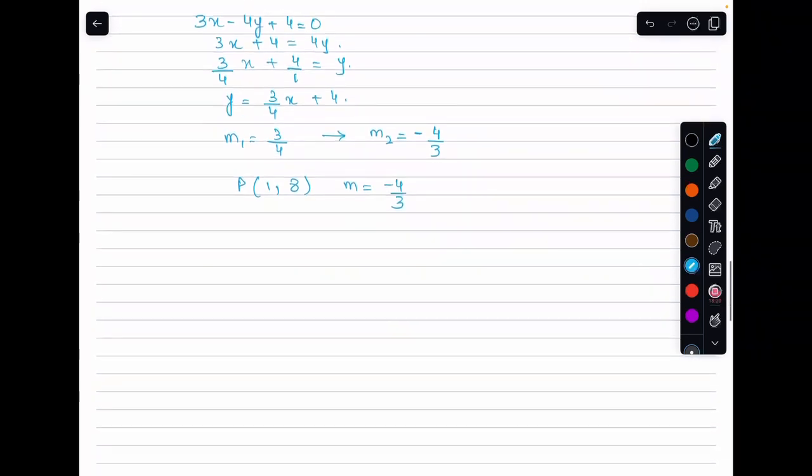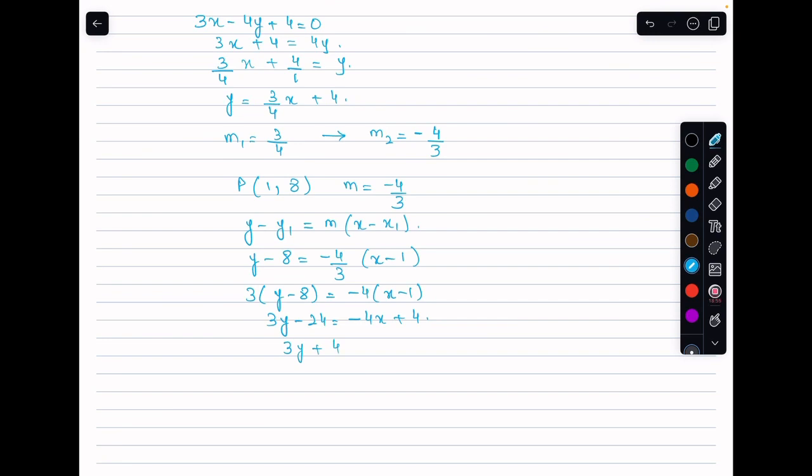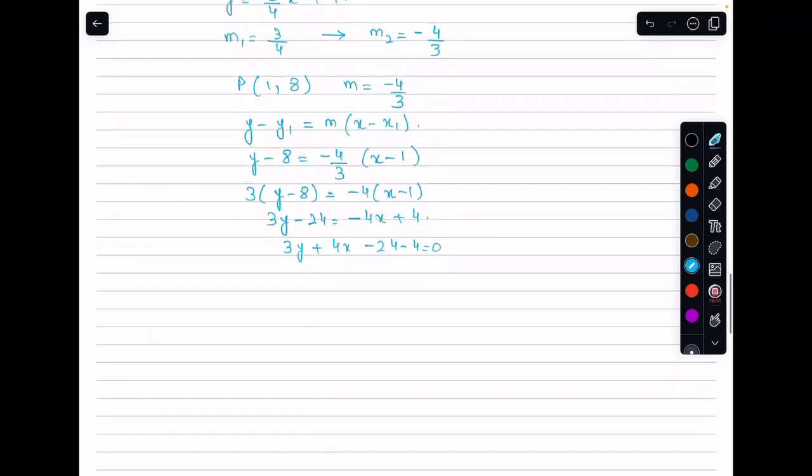I have the gradient of the line, which is negative 4 by 3. I can very easily make the line equation by using the formula y minus y1 equals gradient times x minus x1. Substituting the values, it's y minus 8 equals negative 4 by 3 times x minus 1. 3 times y minus 8 will be equal to negative 4 times x minus 1, or 3y minus 24 equals negative 4x plus 4, or I can say it's 3y plus 4x minus 24 minus 4 equals 0.